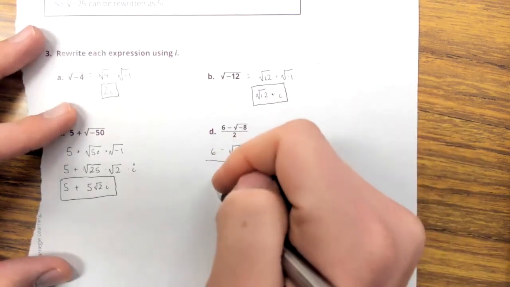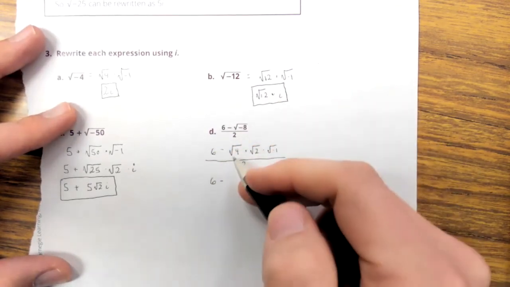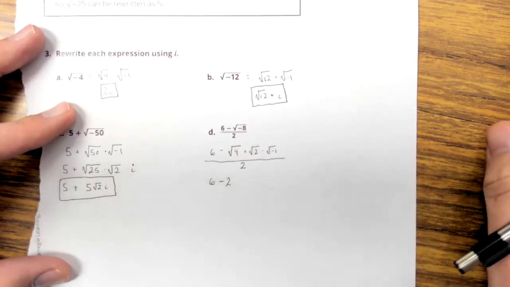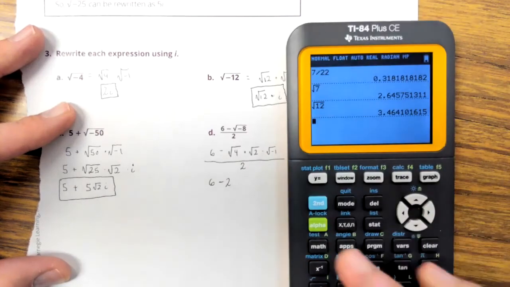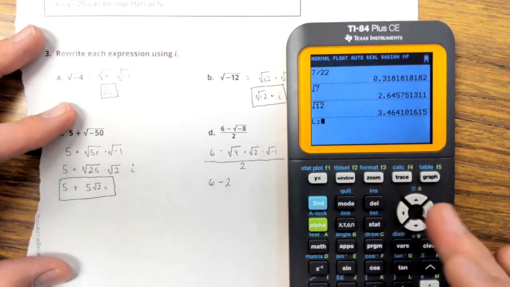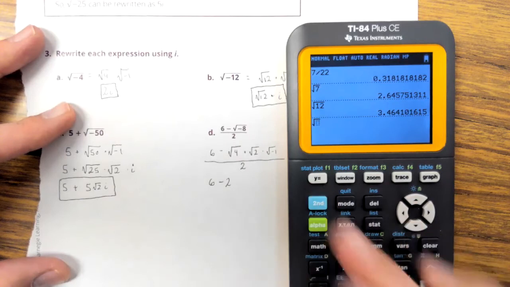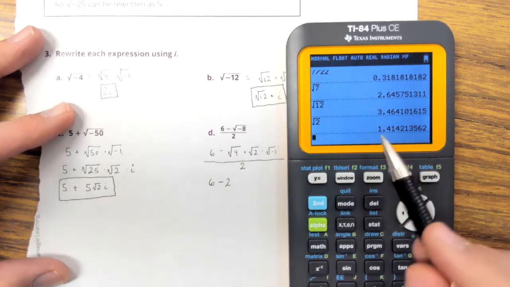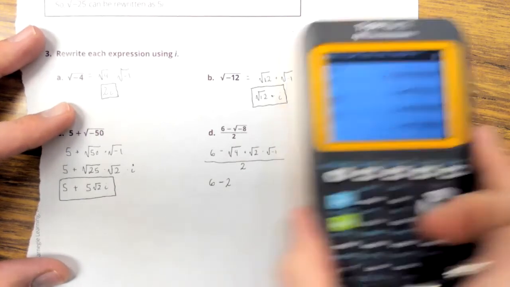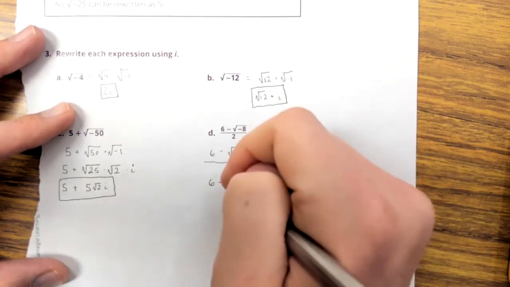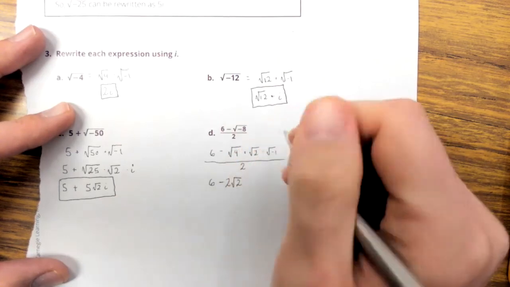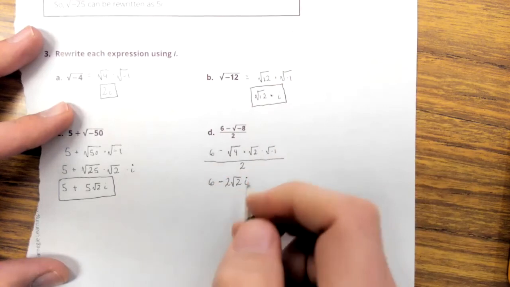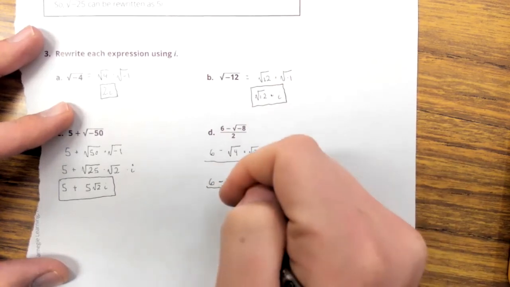All right, so now I've got 6 minus, well, hey, the square root of 4 is 2. The square root of 2, I'll do it on my calculator just to show you. The square root of 2 is this irrational number. So again, if it's irrational, we don't want to rewrite it. Let's just leave it as a root. So this will be square root of 2. And then we know this, right? The square root of -1 is just i. And again, this is all being divided by 2.